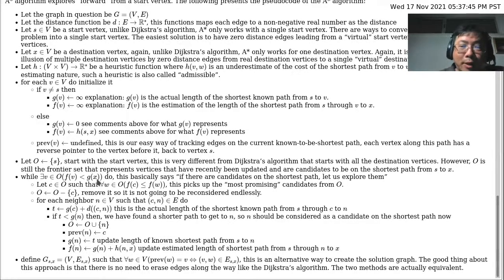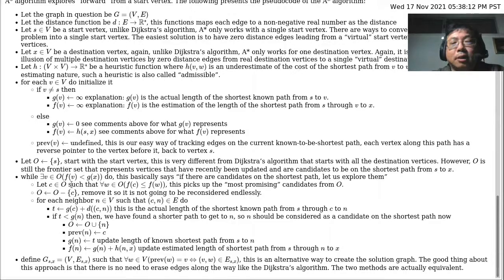Well, let's find out. F of v is an estimate. It is an estimated length of the shortest path from the start vertex through vertex v to the destination. In other words, it is an estimate of an entire path from the starting point to the destination through a particular vertex. What is g of x?